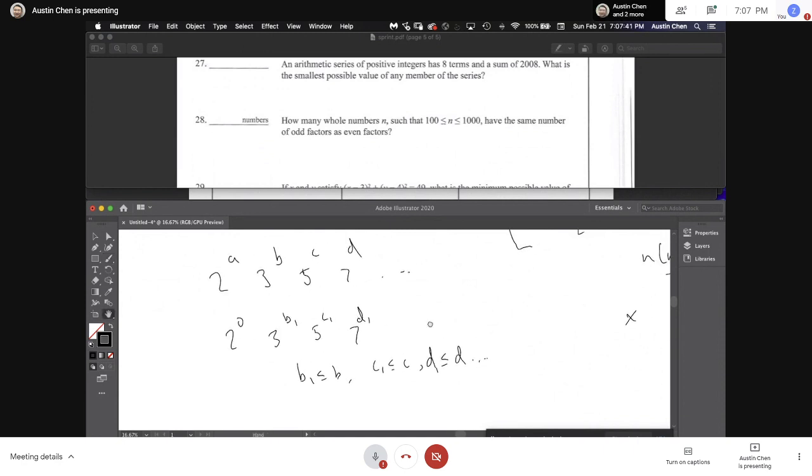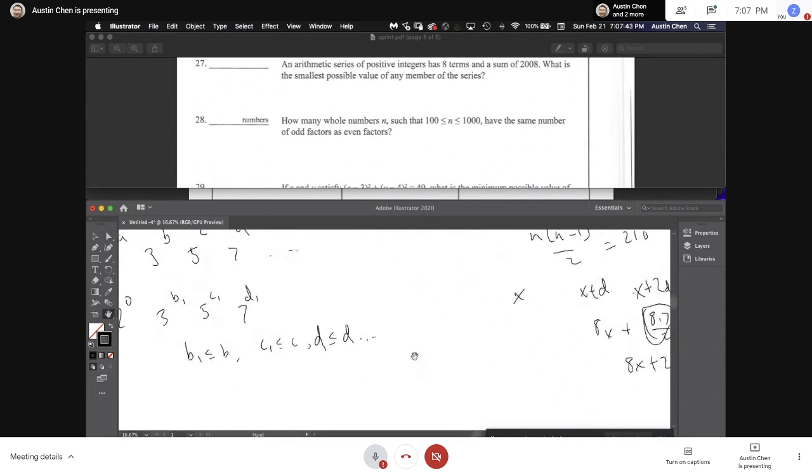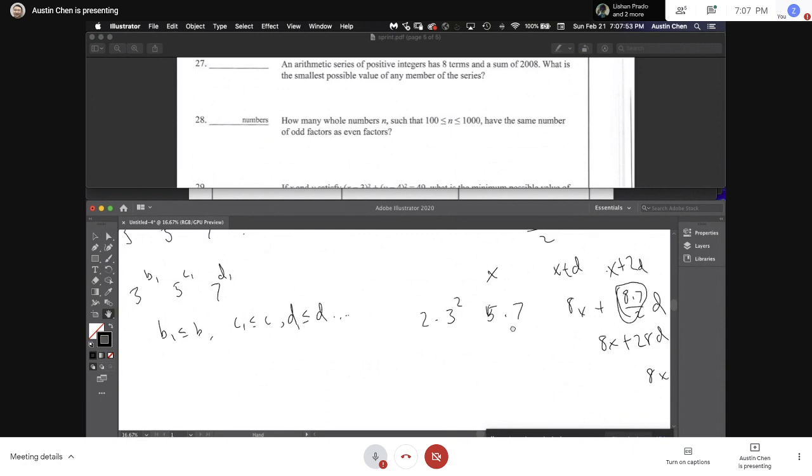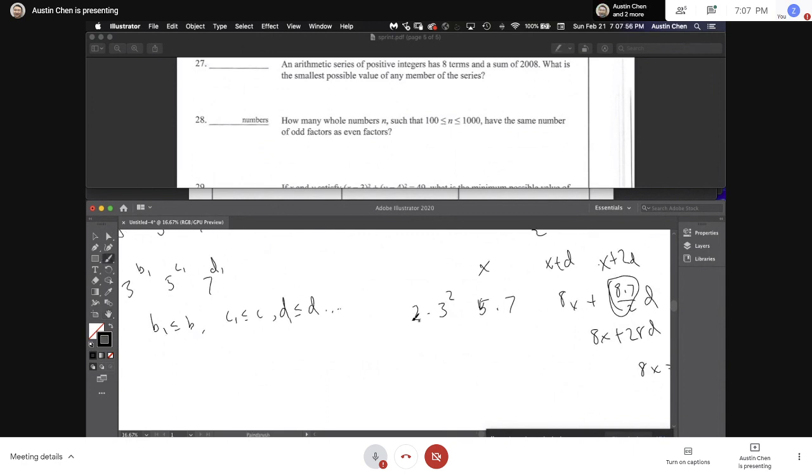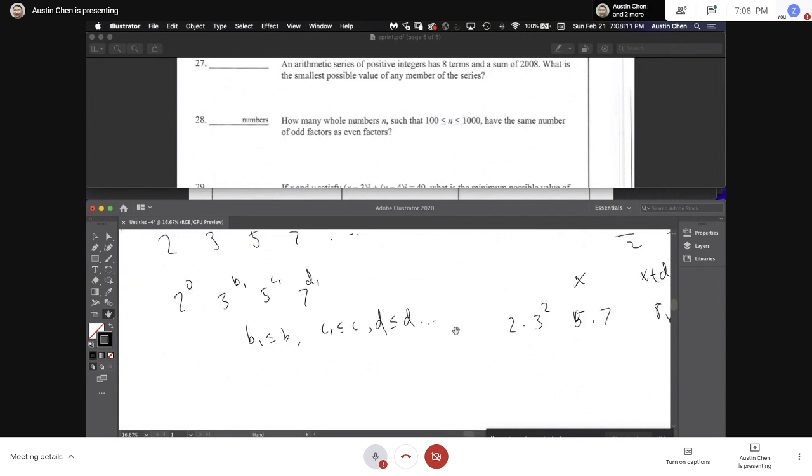Let's say we had some prime factorization, 2 times 3 squared times 5 times 7. I'm basically saying, as long as we don't have a 2, we can take any exponents from this 3, 5, and 7, as long as they're less than or equal to our original exponents, then we will have an odd factor of our original number, right?